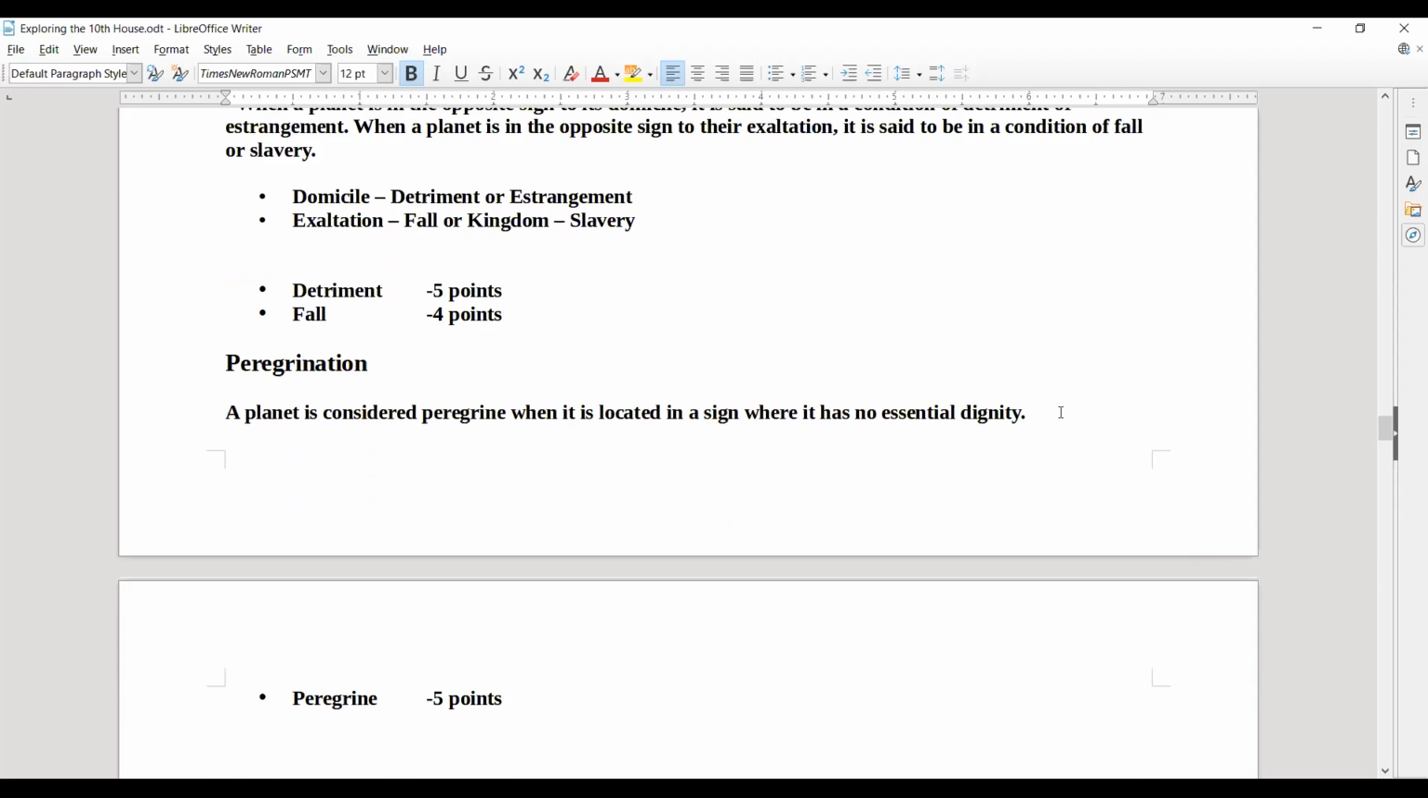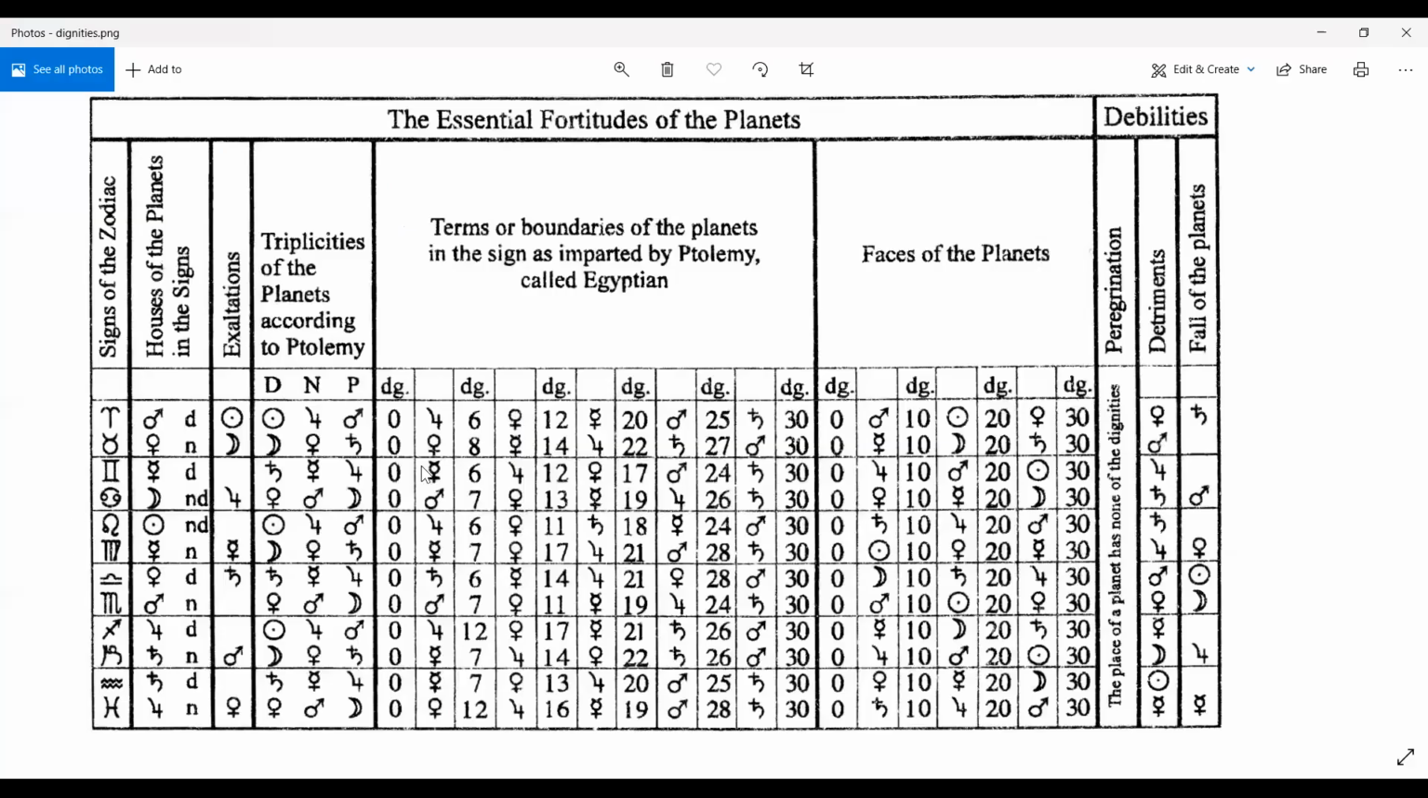But if you're a planet and you have nothing in any of them, then you are what would be called peregrine. So let me bring that chart back up again, just to kind of bring that point home. So like I said, let's say you've got the moon at 14 Cancer.